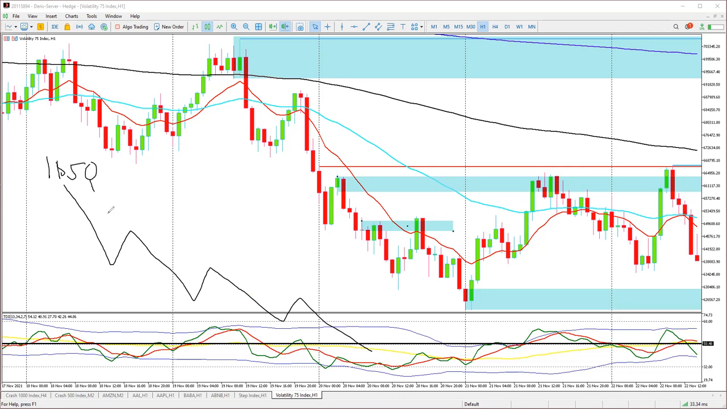So these pullbacks usually happen on the 13 EMA. When price pulls back to the 13, you're looking for it to either reverse before it touches, reverse on the touch, or reverse slightly above. For example, this is a reverse before the touch.